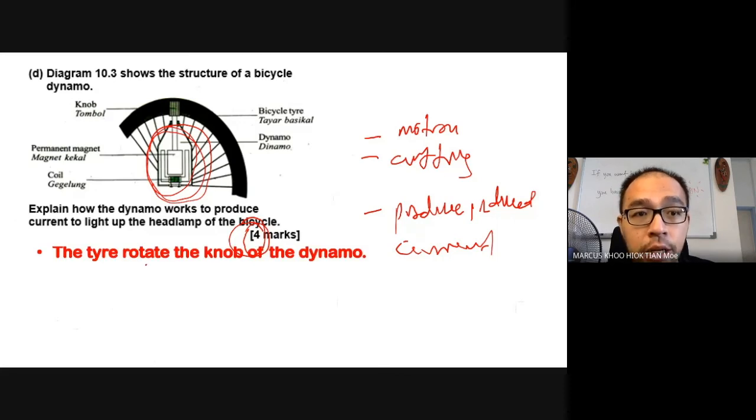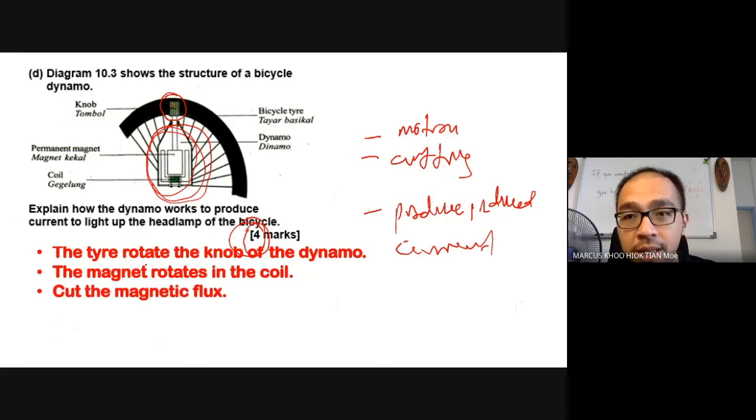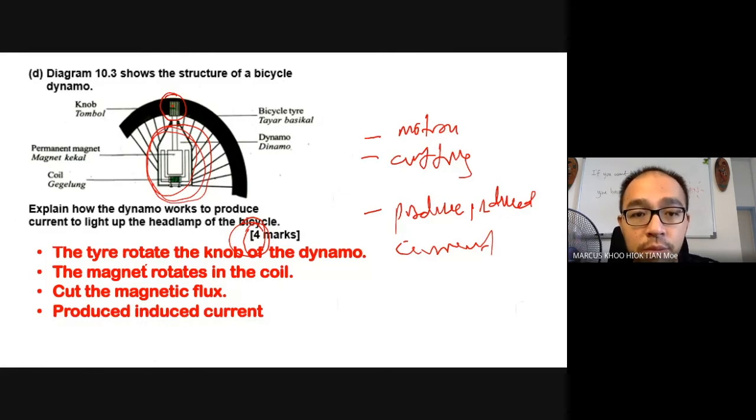Okay, the tire rotates the knob. This is the knob. So when the tire moves, this knob will be pushing. When the knob is pushing, the magnet will rotate in the coil. And then after that, it will cut the magnetic flux and then it will produce induced current. So the same 3 points are always the same. So the 4th mark is how the rotation happens.